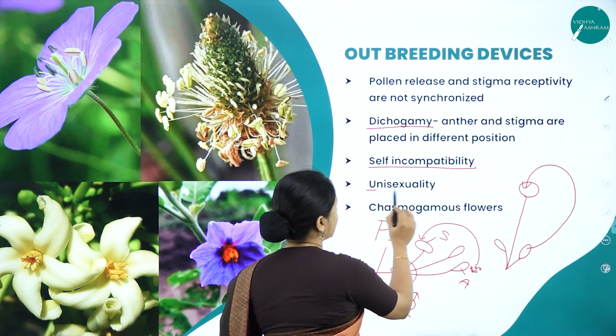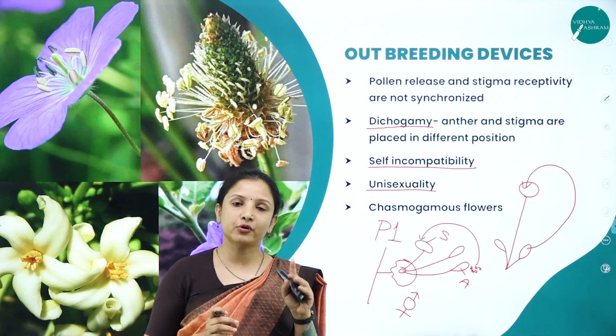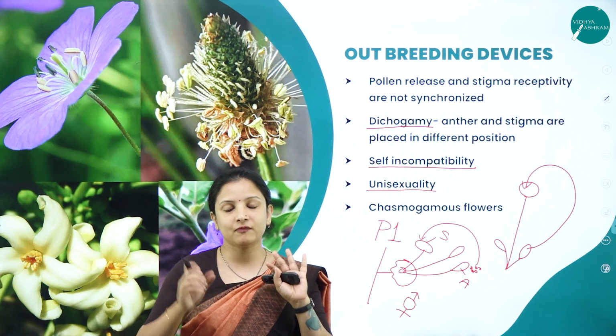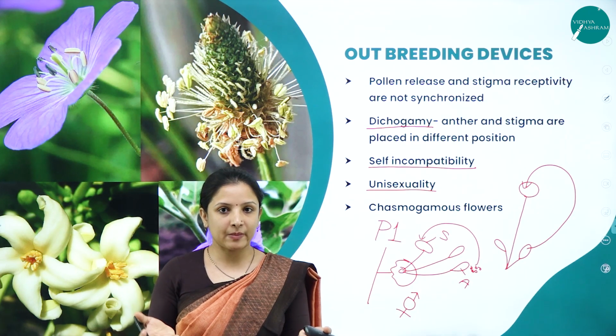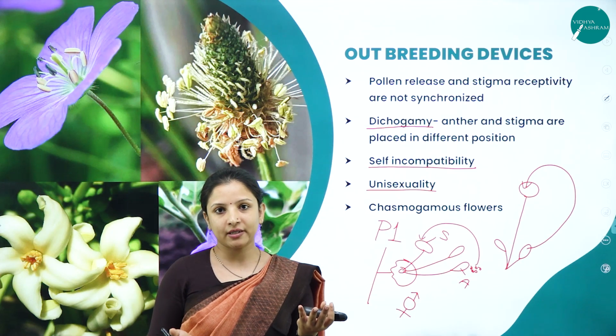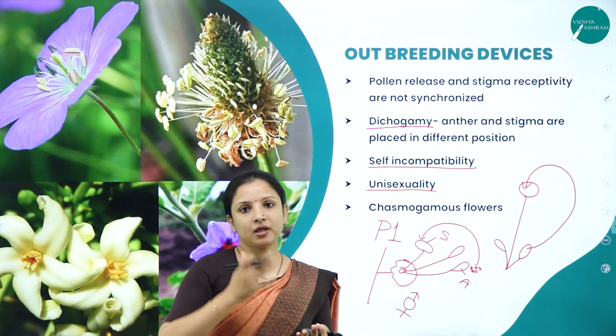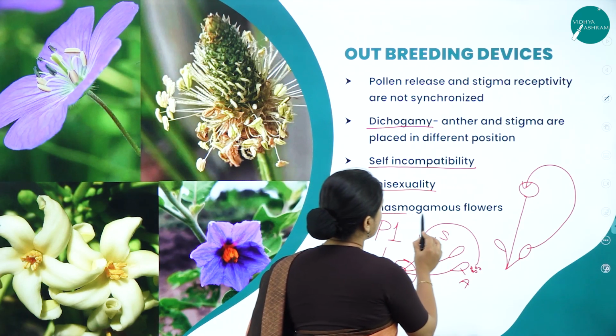Or they may show unisexuality. Unisexuality means in one plant, the flower will produce only the anthers. In another plant, the flower will produce only the stigma, like papaya. Papaya is one best example. So their self-pollination is not at all achievable. Cross-pollination is only possible. So that is unisexuality, or it may become chasmogamous flowers.